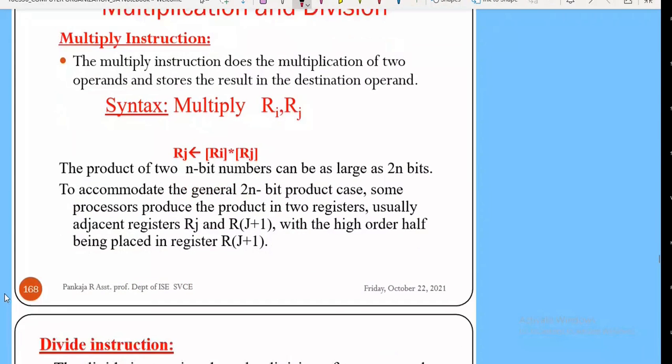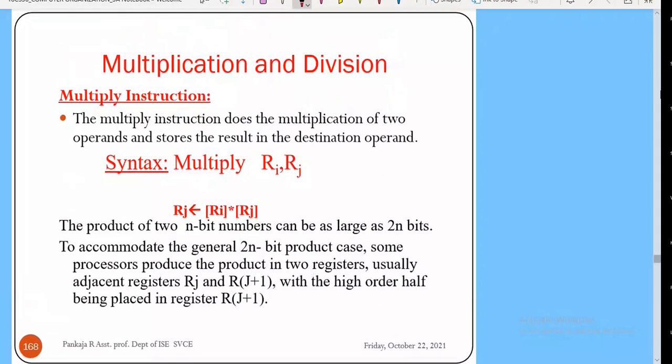So next, multiplication and division. We have not used the instructions with respect to multiplication and division yet. So here there are some important points you need to remember with respect to multiplication and division. Maybe I have already explained in the bridge course. What is the important thing you need to remember? The multiply instruction does multiplication of two operands and stores the result in the destination. The example for that is Multiply Ri, Rj. That means the content of Ri is multiplied with Rj and the result is stored in Rj.